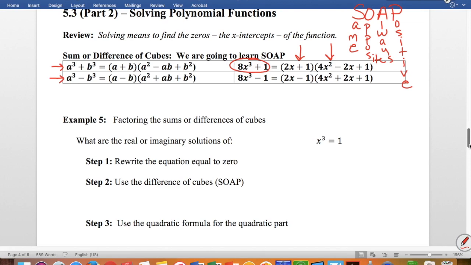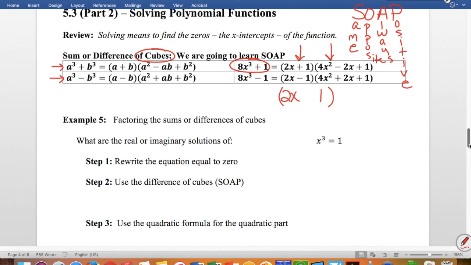8 is a perfect cube, x cubed is a perfect cube, and 1 is a perfect cube. So when I say sum or difference of cubes, we're talking perfect cubes. So here's how it works. In your first parentheses, you take the cube root of your first term. So the cube root of 8 is 2. The cube root of x cubed is x. And the cube root of 1 is 1.